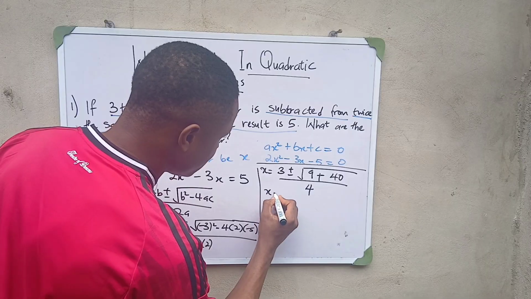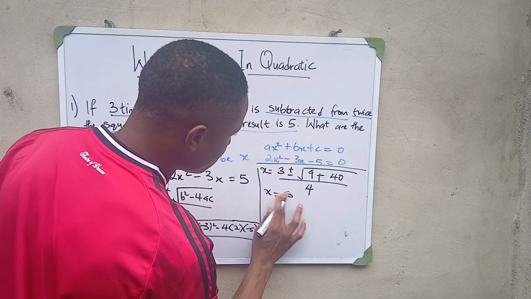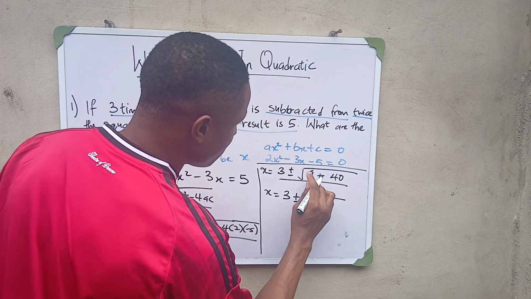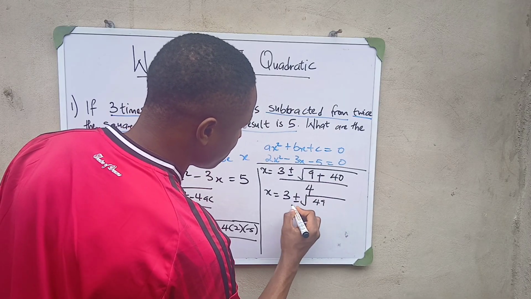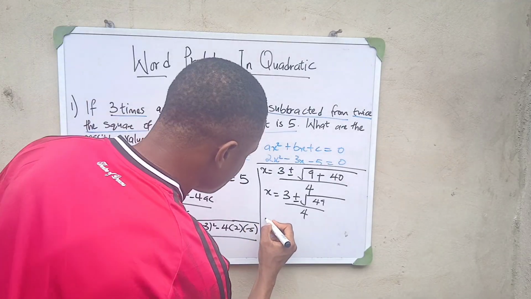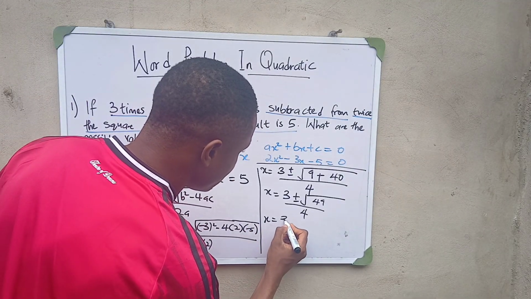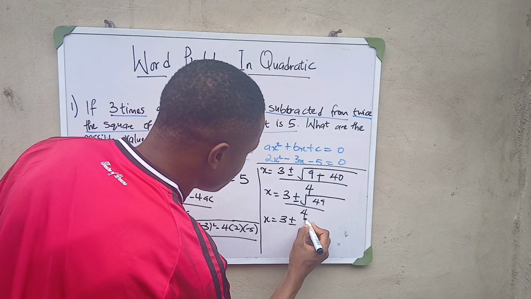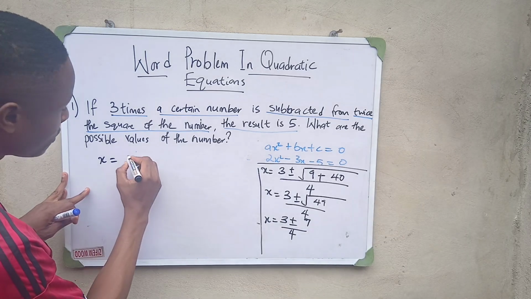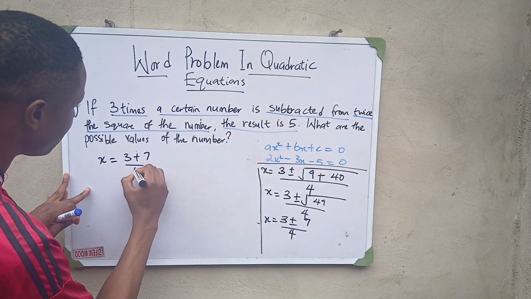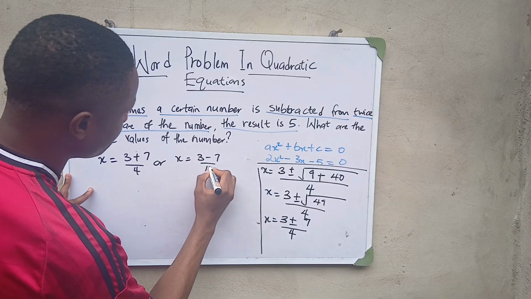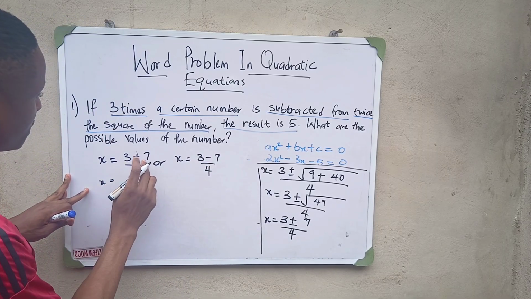So our x is equal to 3 plus or minus the square root of 9 plus 40, which is 49, all over 4. The square root of 49 is 7. So x is equal to 3 plus or minus 7 over 4. x is equal to 3 plus 7 over 4, or x is equal to 3 minus 7 over 4. So x is equal to 3 plus 7, which is 10.